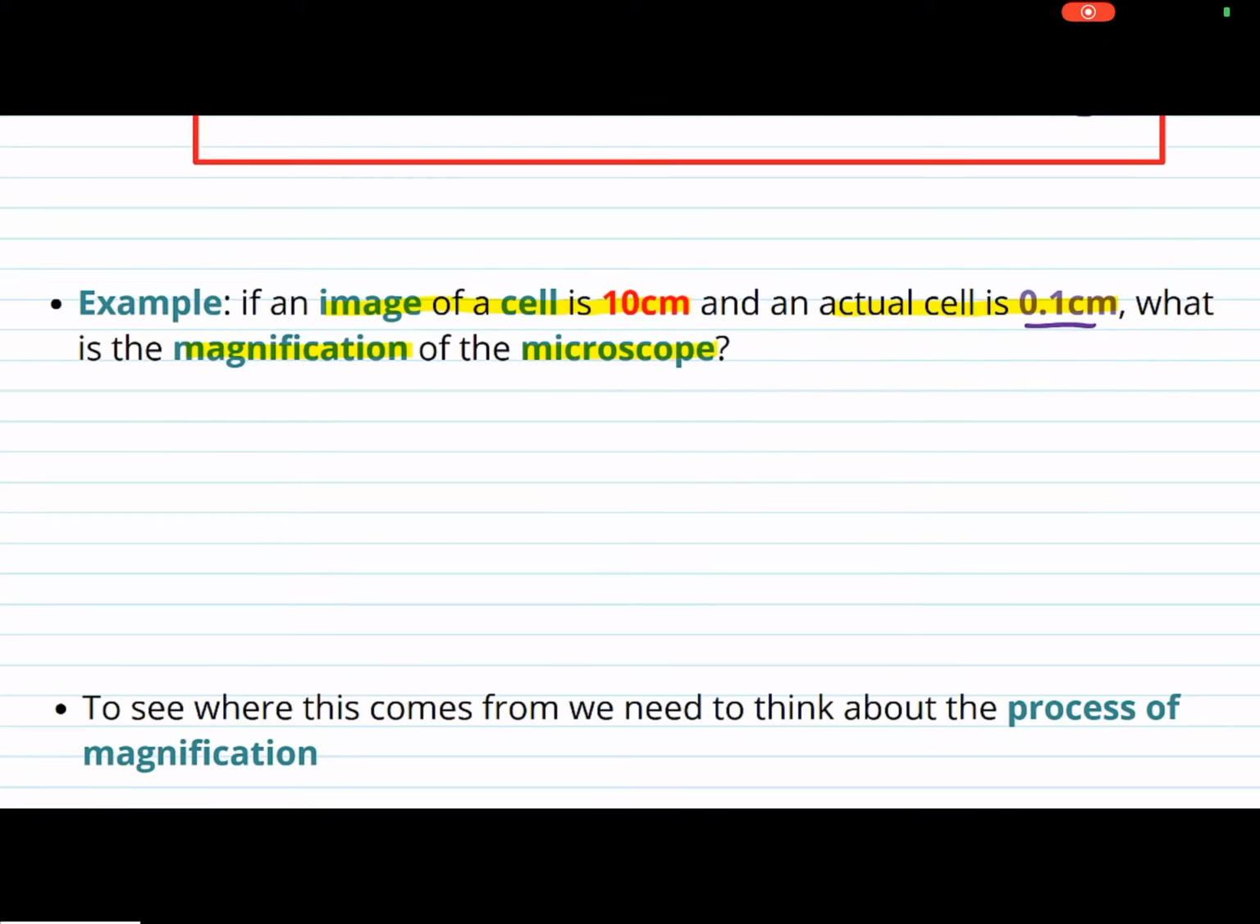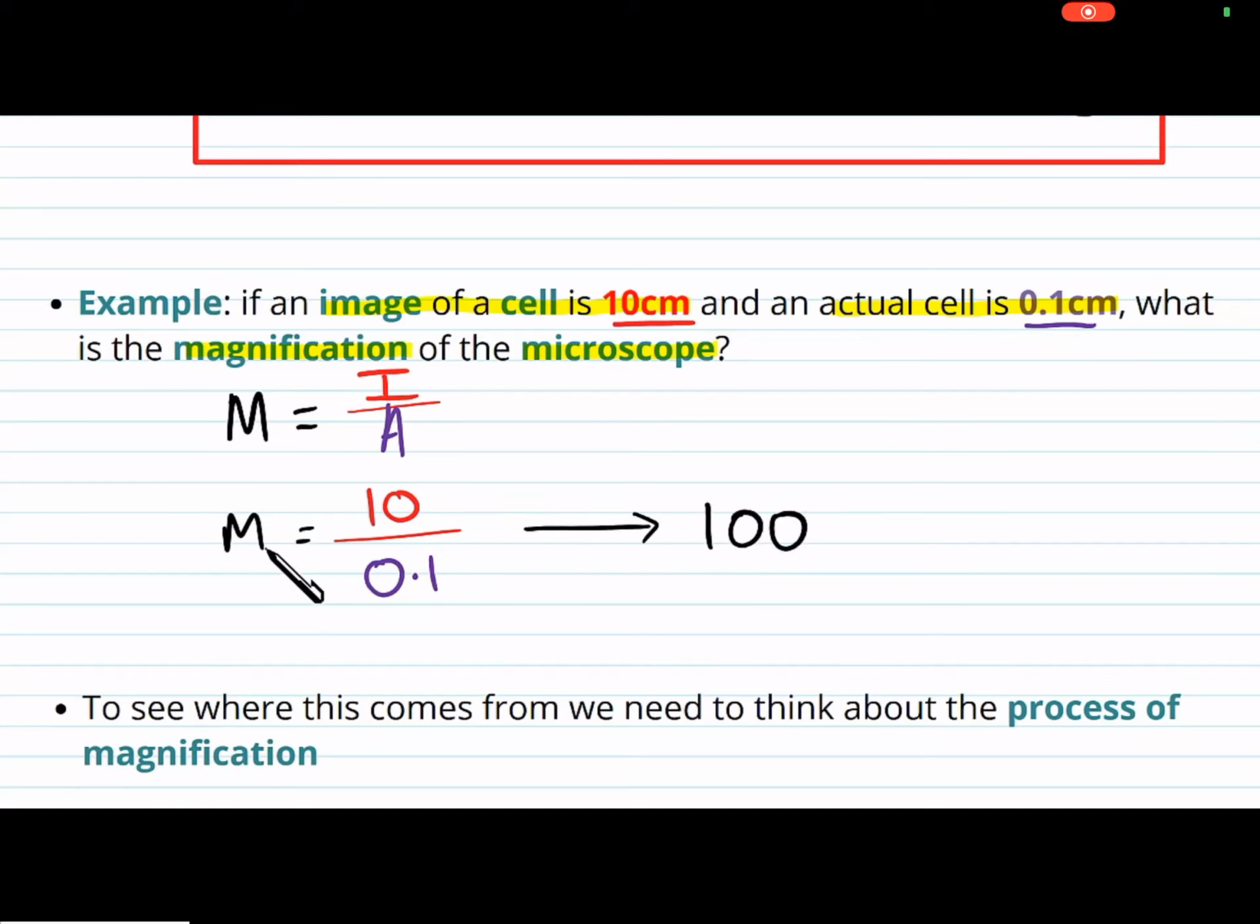So the first thing you need to do is work out the equation. So magnification is the image size divided by the actual size. So let's just plug the numbers in. We don't know the magnification, that's what we're trying to work out. The image size is 10 centimeters, and the actual size is only 0.1 centimeters. So 10 divided by 0.1 gives you a factor of 100. And when you're talking about magnification, the magnification is how much have we zoomed in, how much bigger is the image compared to the real thing. And we always put an X to represent it's 100 times bigger. So the image is 100 times bigger than the real thing.